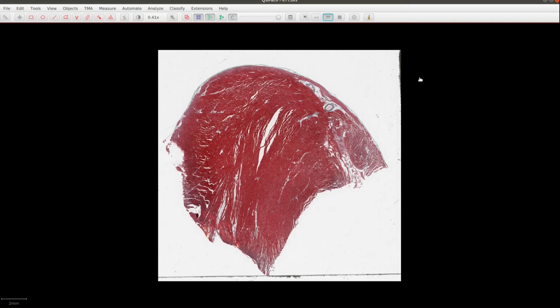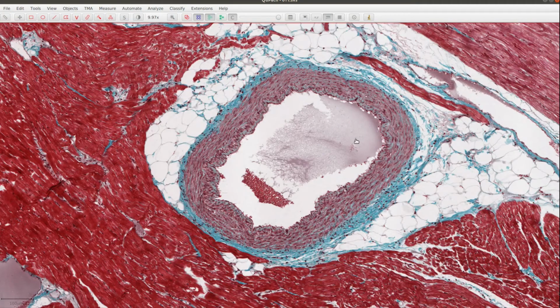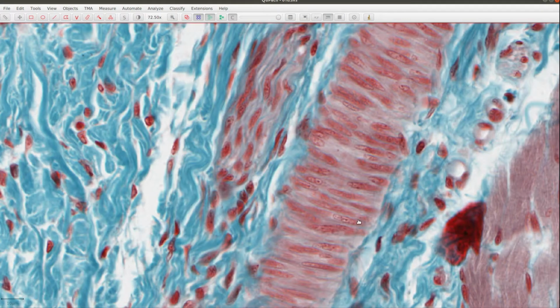Hi, today we're taking a look at blood vessels in histology. First, we'll take a quick look at some schematic, classic structure of arteries, arterioles, veins, venules and capillaries. Then we'll have a look at some easy examples on histology slides before moving on to some more difficult examples.